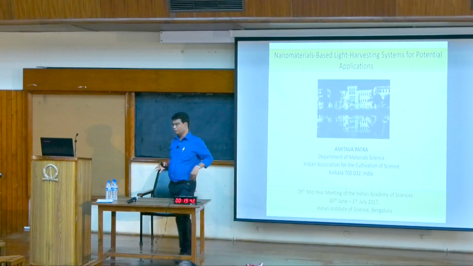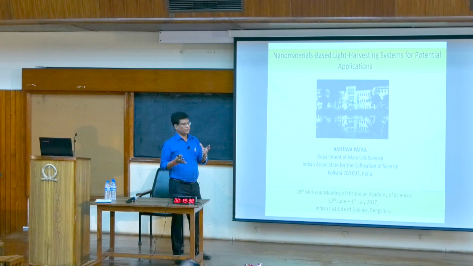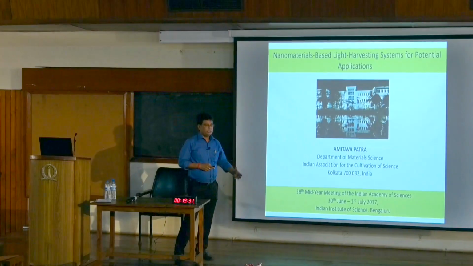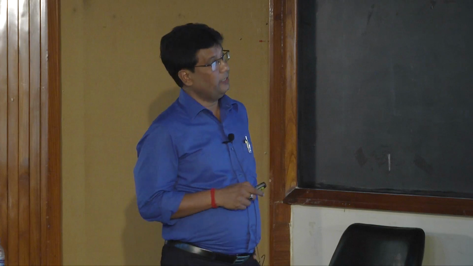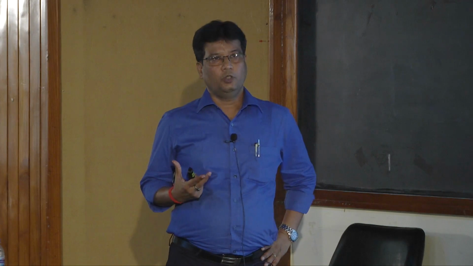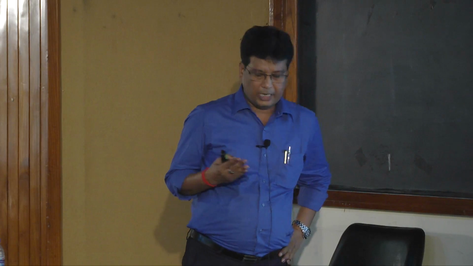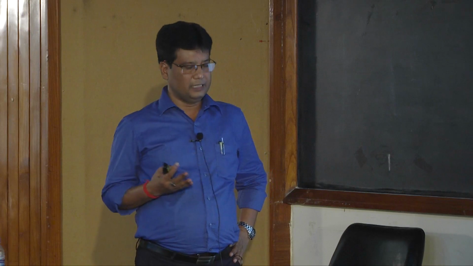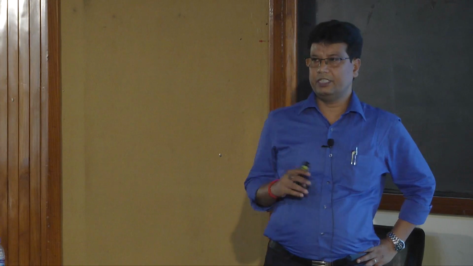On different kinds of photophysical interaction of nanomaterials, when light interacts with different kinds of nanostructured materials, eventually we try to develop different kinds of light harvesting systems based on nanomaterials. This is now a very challenging problem: to mimic the photosynthetic process so that we can convert solar energy to renewable energy. So different emphasis has been given to nanomaterial-based light harvesting systems.